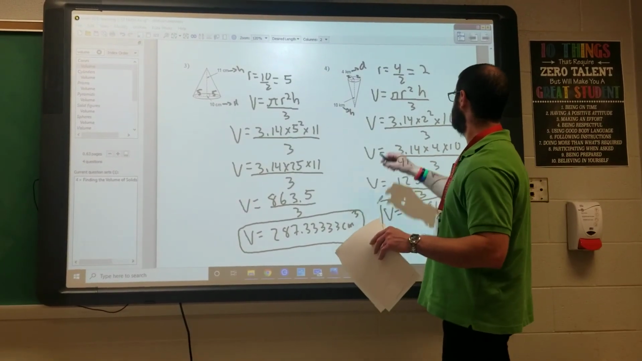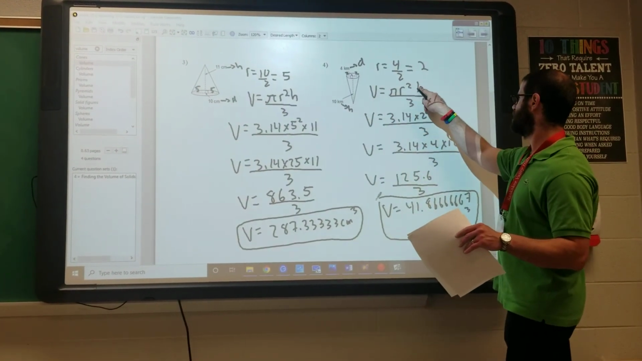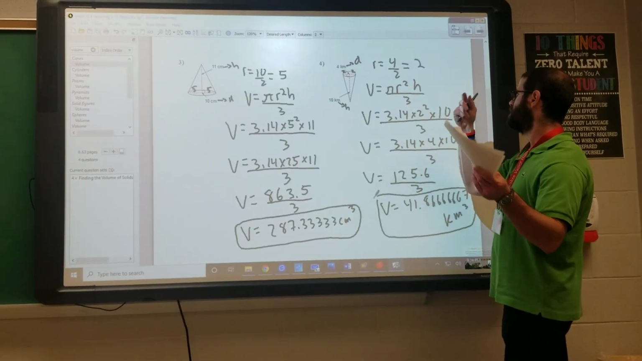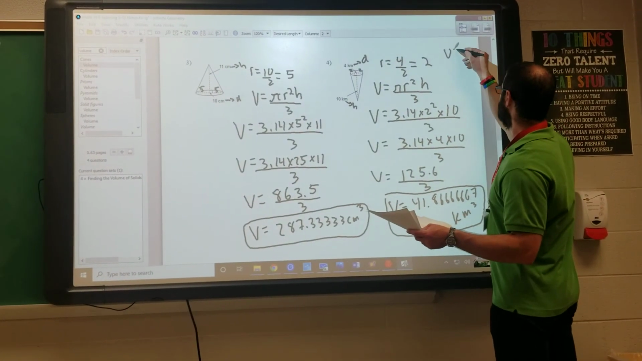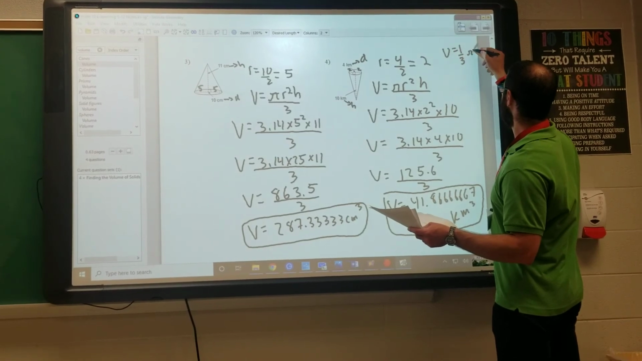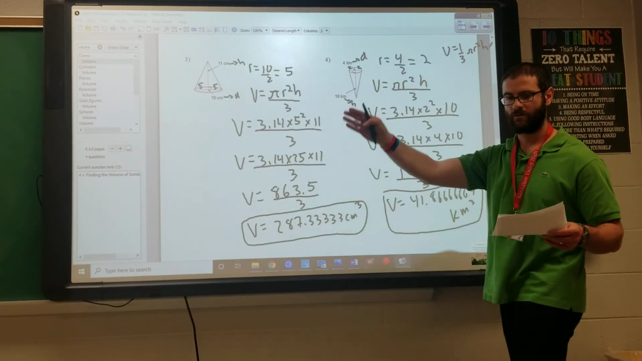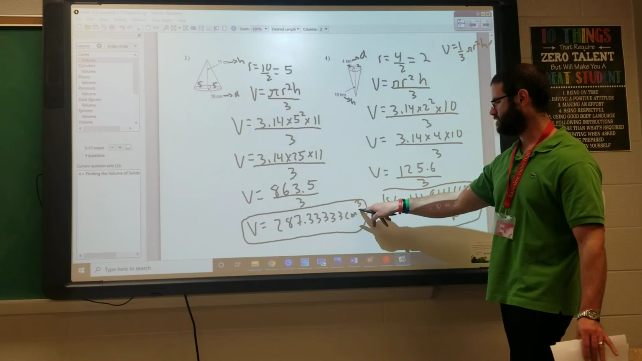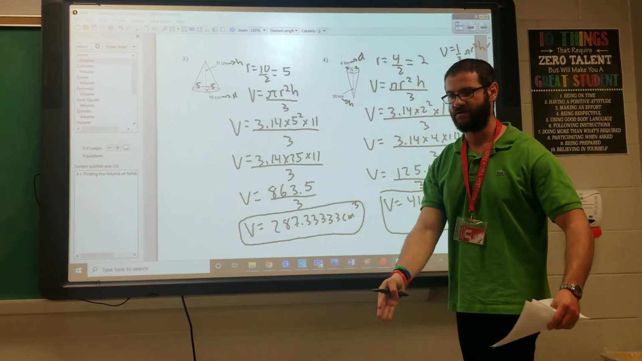All right, so again, volume is pi r squared times height over 3. Or remember, the alternative is you take 1/3 times pi r squared times height. Whichever formula you're comfortable with, make sure your units are cubed units because you're finding 3-dimensional space.